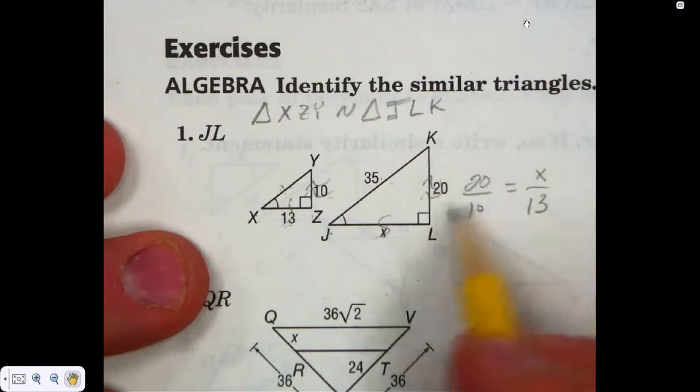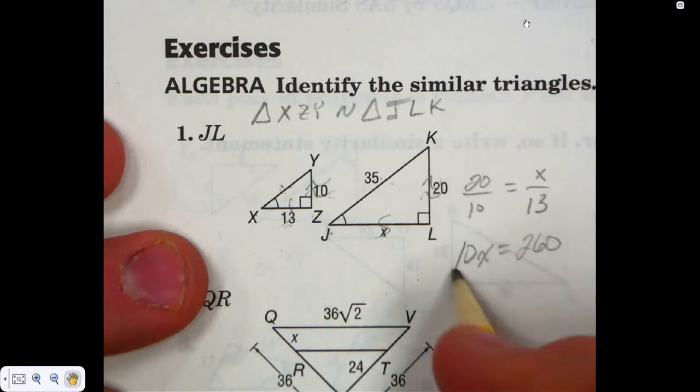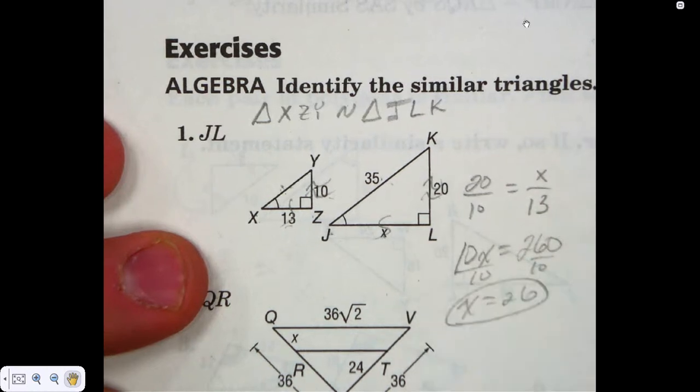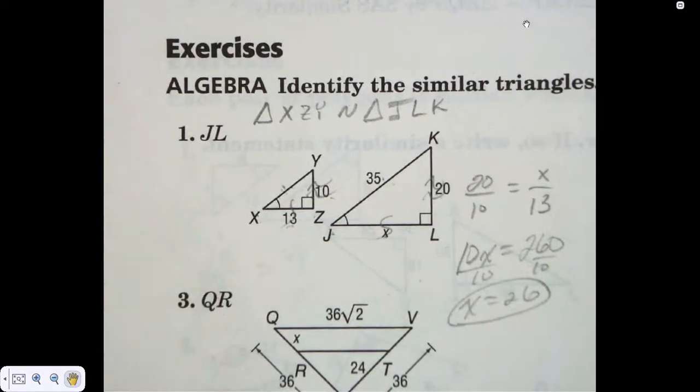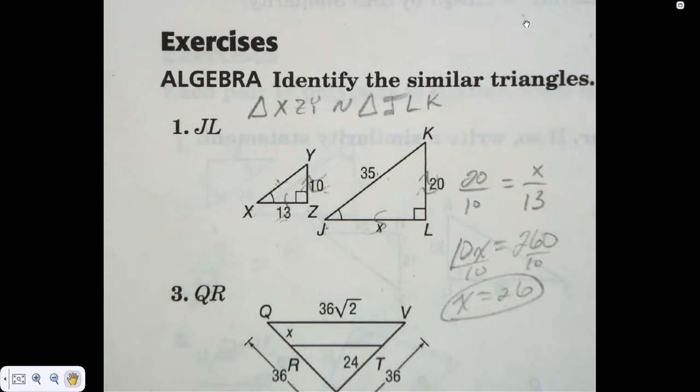Now I just cross multiply and solve. I basically get 10x is equal to 260. 260 divided by 10. Not too bad, is it? Any questions there? You guys all right with that?